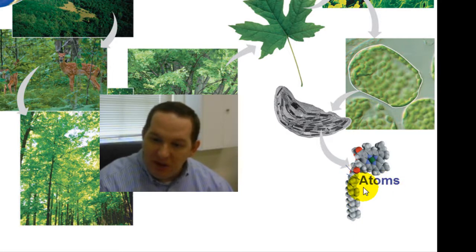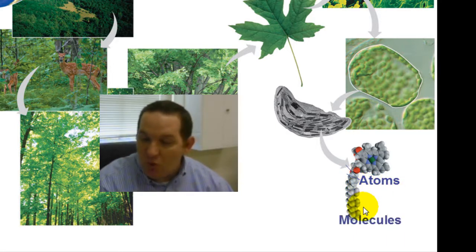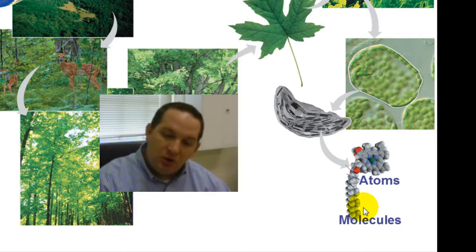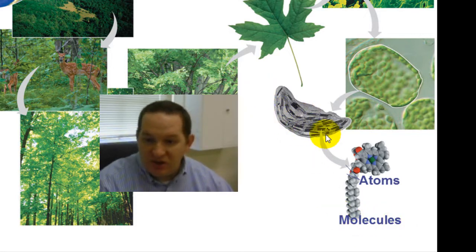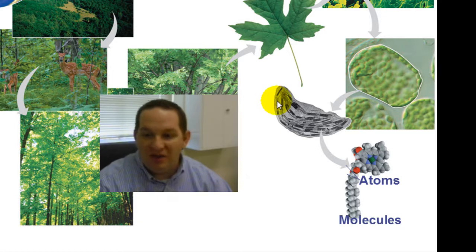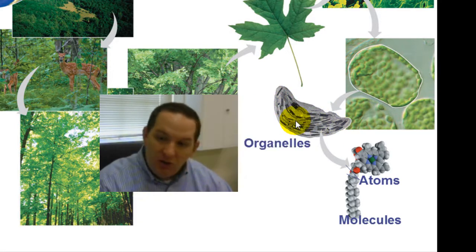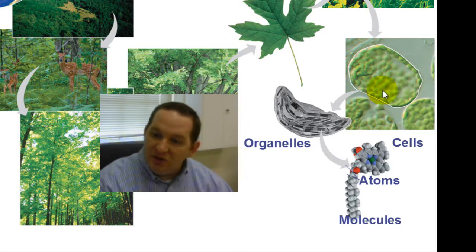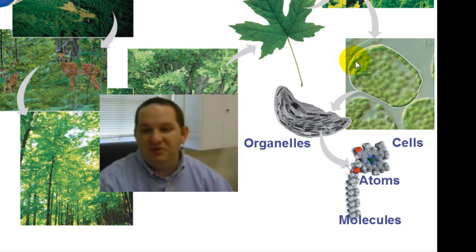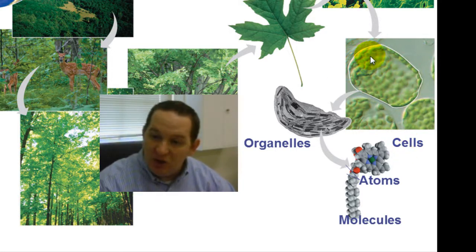So atoms make up molecules, such as water, or you have the major macromolecules, proteins, nucleic acid, carbohydrates, and lipids. Those macromolecules and molecules make up organelles. As you can see here, a chloroplast. This chloroplast is an organelle that has a specific function, and it has a specific function in the cell.